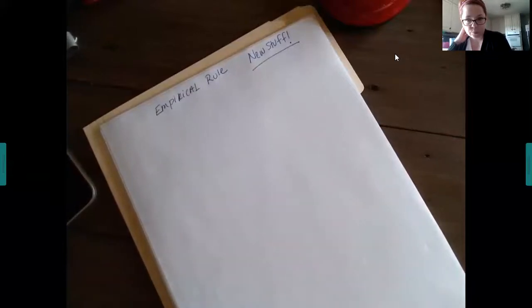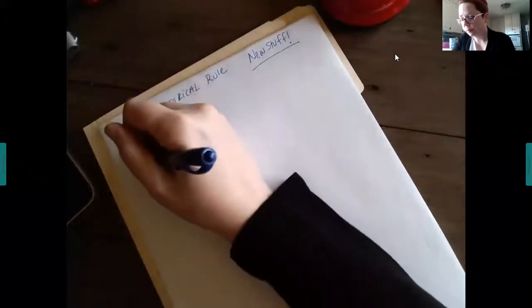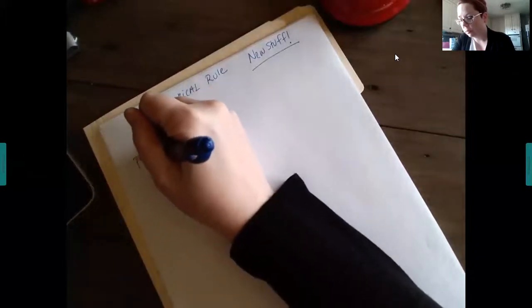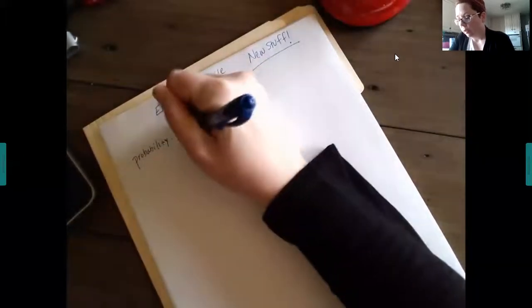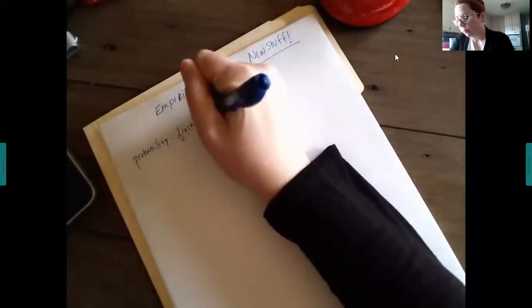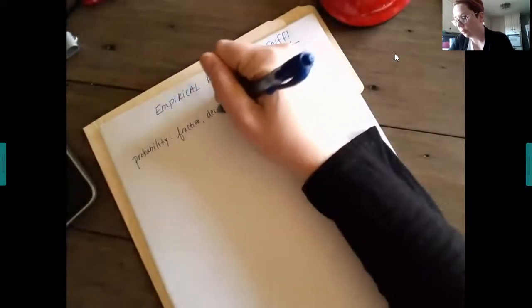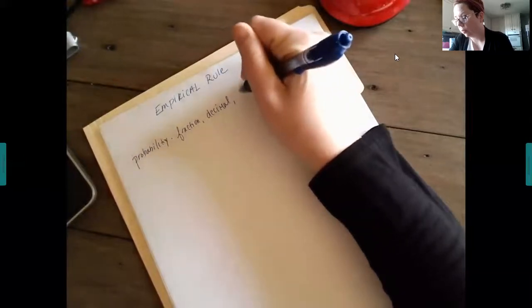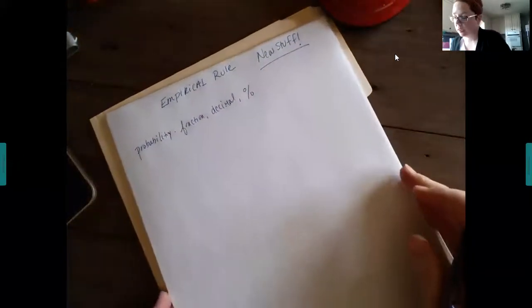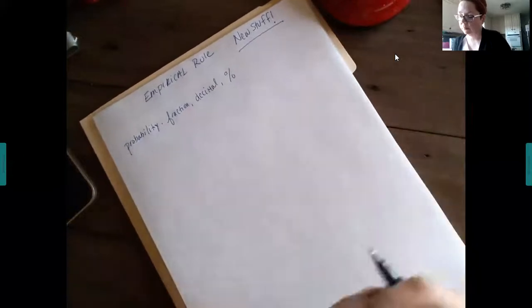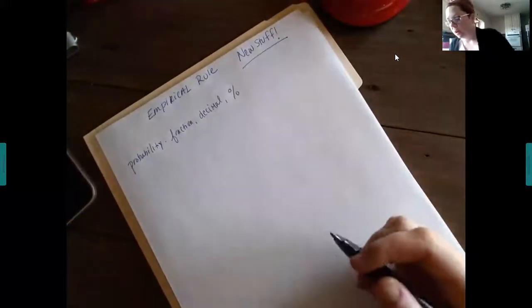And kind of going back to what we talked about before, probabilities. Probability. We know it can be written as a fraction, a decimal, or a percent. And we've seen this, we've done it, not too bad.